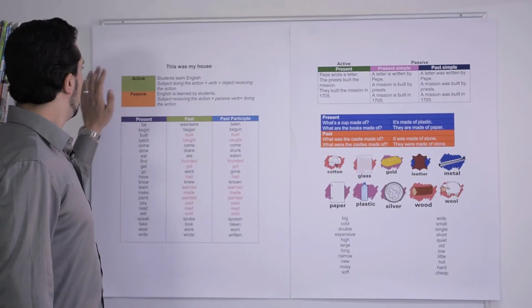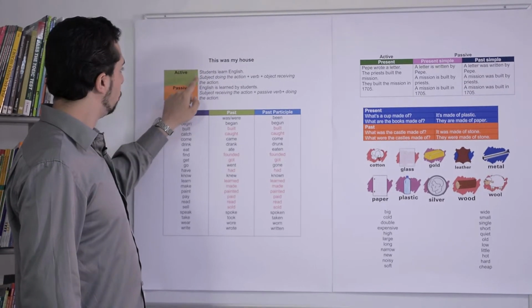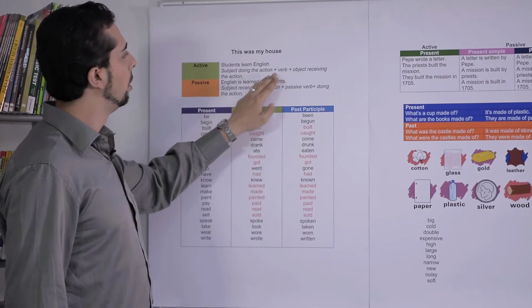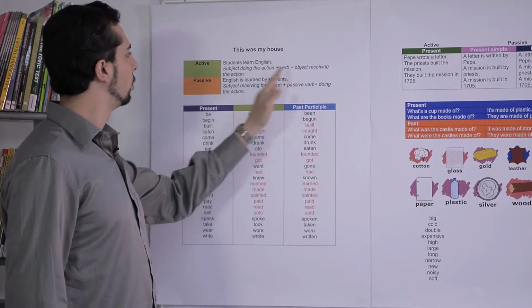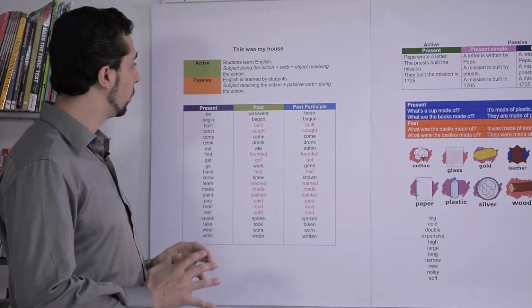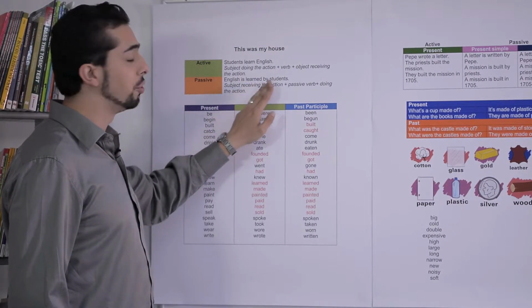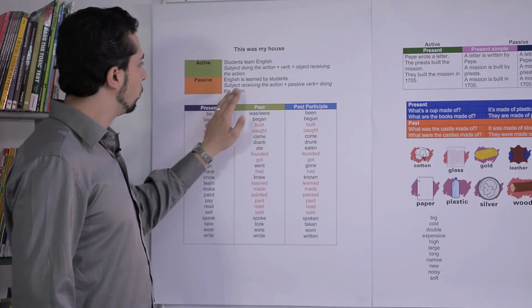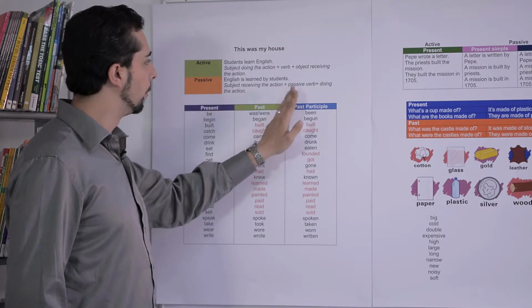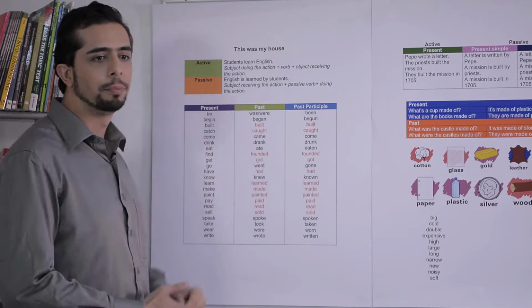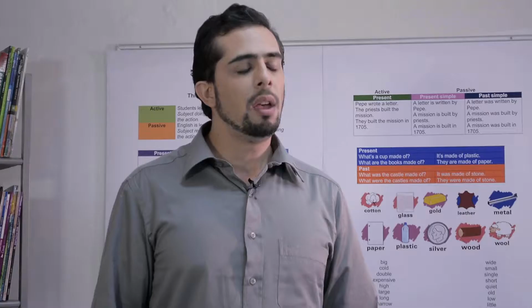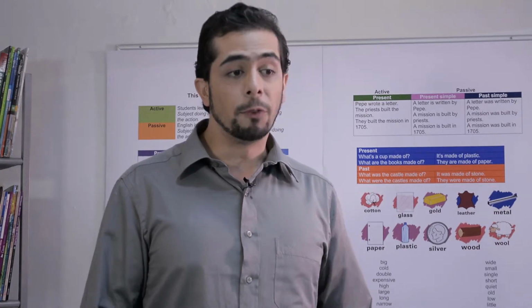Look, we have active: students learn English. Subject doing the action plus verb plus object receiving the action. In contrast with passive: English is learned by students. Subject receiving the action plus passive verb plus doing the action. We use verb to be and a verb in past. Yes, we use verb to be, but the verb is not in past, it's in past participle.